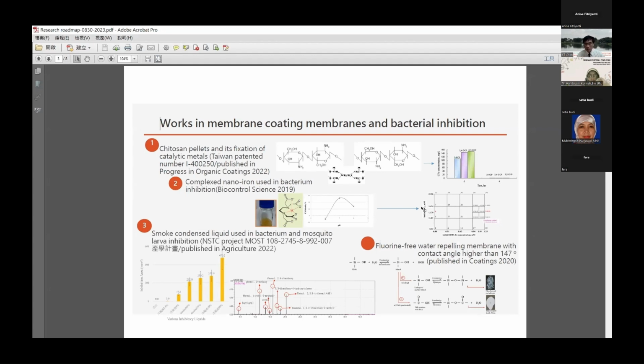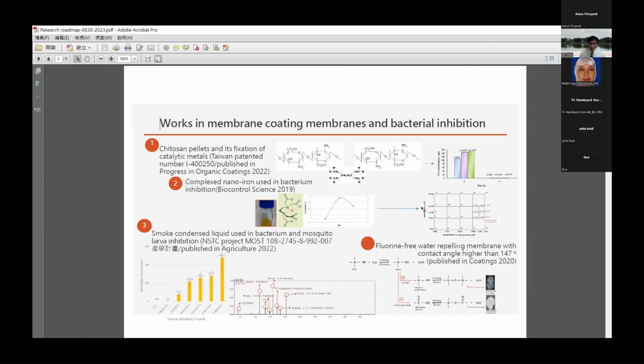And also we use a complex nanoparticle for bacteria disinfection. Okay, so we use that particle with a very small amount of hydrogen peroxide. In that bacteria inhibition, we use the smoke condensed liquid. As I mentioned, we got the liquid from smothering the fruit tree branch.